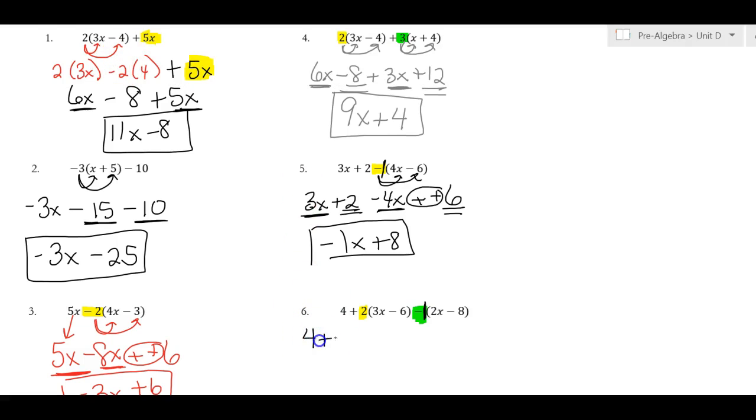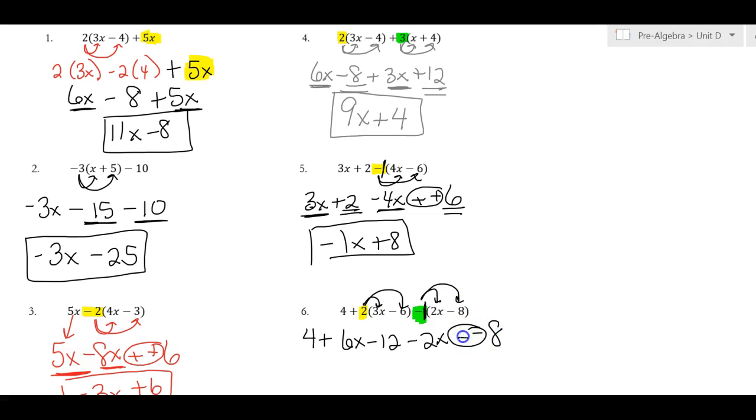So you should have got 4, because I just bring it down. There's nothing to do with that. 2 times 3x is 6x. 2 times 6 is 12. And I bring down the minus sign with it. Negative 1 times 2x is negative 2x. Negative 1 times negative 8 is a minus negative 8, excuse me.